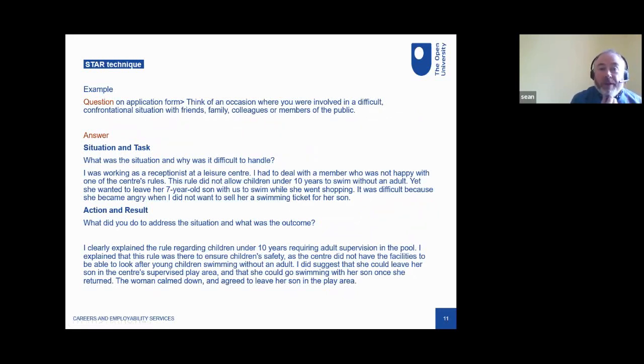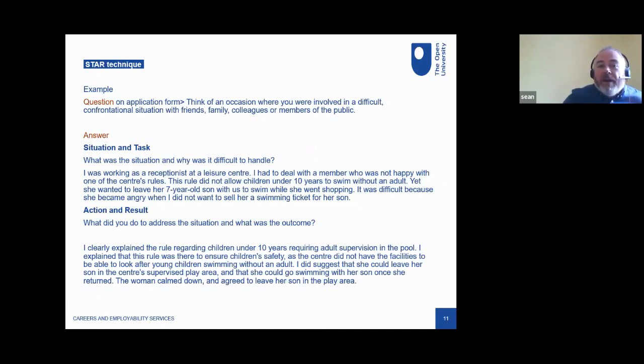So here's a brief example of a question on an application form. The question says, think of an occasion when you were involved in a difficult confrontational situation with friends, family, colleagues, or members of the public. And when you see a question like that, it's quite scary and it's quite a difficult-looking question.